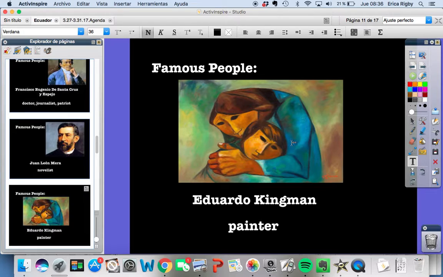He was a professor at the Escuela de Bellas Artes in Quito for 20 years, and he exhibited nationally, and his themes were the indigenous people of Ecuador, their suffering, and the poverty that they were experiencing, and that they do experience.